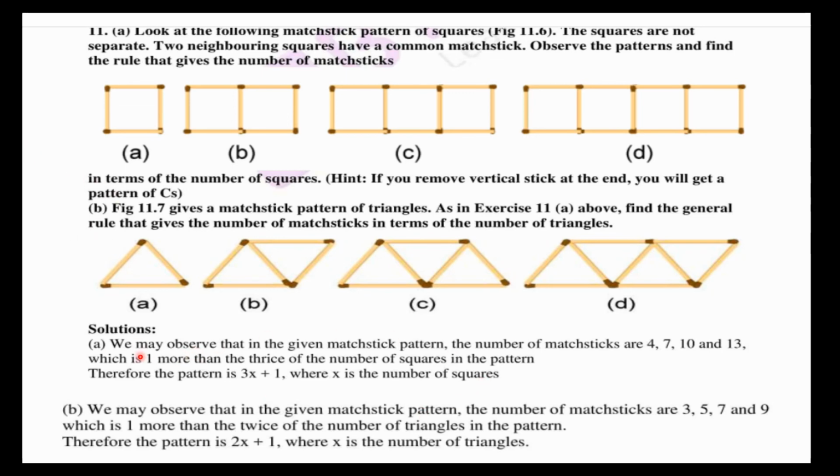Another one is for triangles. For 1 triangle, how many matchsticks are needed? 3. For 2 triangles, 5. For 3 triangles, 7. This question is in the textbook. You can refer to the textbook if you are getting confused. For 4 triangles, there are 9 matchsticks. So the pattern is 2x plus 1. Here, what is x? The number of triangles. 2 into 1 plus 1 is 3. 2 into 2 plus 1 is 5. 2 into 3 plus 1 is equal to 7. 2 into 4 plus 1 is equal to 9. So the pattern we get is 2x plus 1. This we have to observe and write, where x is the number of triangles.